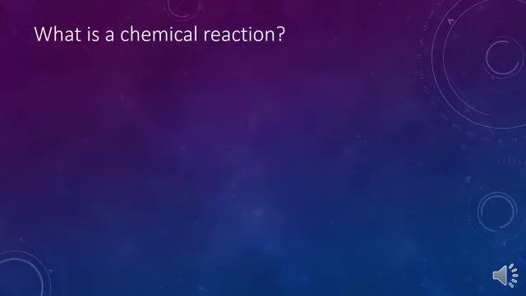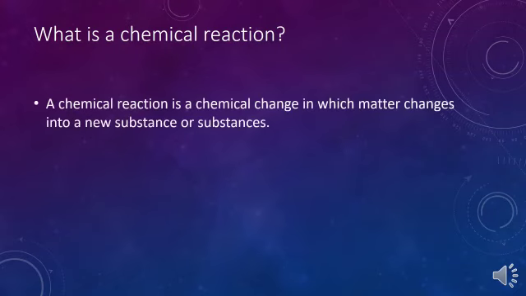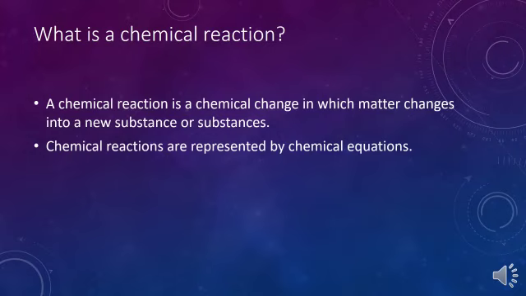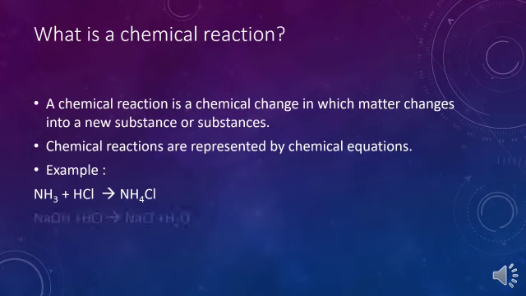Now let me explain what is a chemical reaction. A chemical reaction is a chemical change in which matter changes into a new substance or substances. Chemical reactions are usually represented by chemical equations. For example, ammonia plus hydrogen chloride gives ammonium chloride. Sodium hydroxide plus hydrochloric acid gives sodium chloride and water.